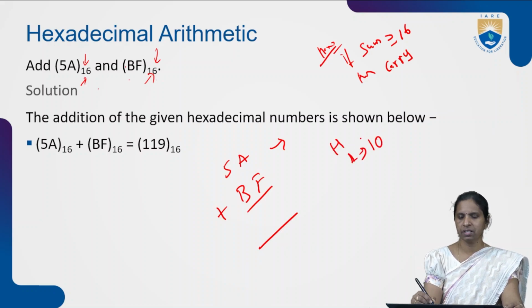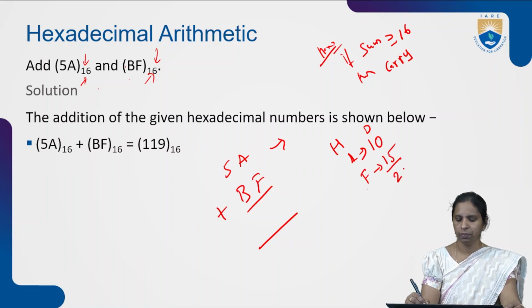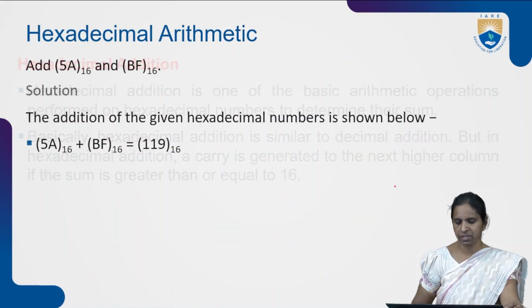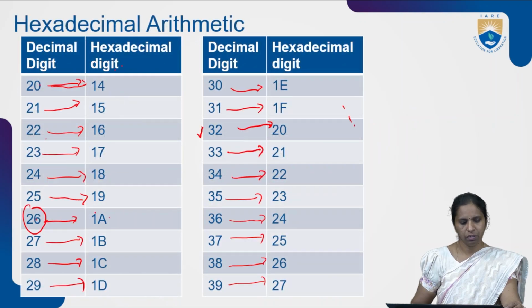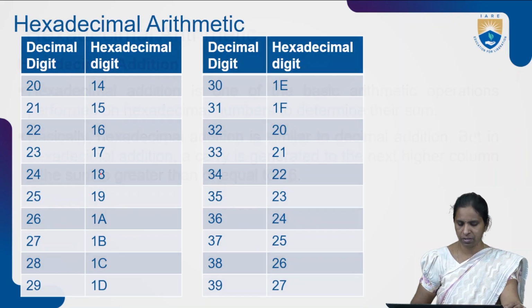So in the hexadecimal number system, A, the equal decimal number is 10. Next, F in the hexadecimal number system is equal to 15 in the decimal number system. As we know, 10 plus 15 is equal to 25. This sum is greater than or equal to 16, so definitely you are going to get the carry here. Now, how is 25 represented in the hexadecimal number system? Going to the previous slide, the decimal number 25 is equal to 19 in the hexadecimal number system.